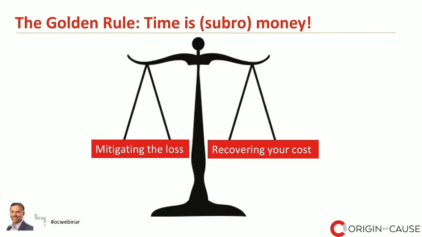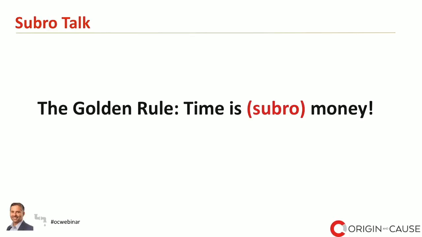There must be a balance between mitigating the loss, that is getting the scope, repairs, schedule of loss, and ensuring the recovery of the cost of your claim. A masterfully handled claim is one that indemnifies the insured as well as the insurer. So the next claim that hits your desk, remember the golden rule: time is subro money.